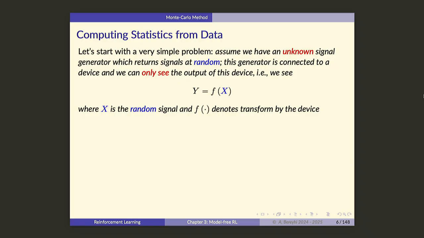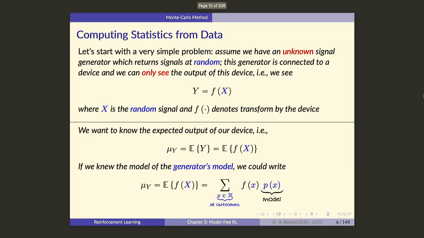So if the device is the simple function f, and x is what is coming out of the random signal generator, then this output y is random because x is random. What you want to know is the expected value of this device when a random signal goes into it. If you know the distribution of the signal generator, you need to compute this expectation. But in practice, you cannot do it because you don't know the distribution of that signal, and how the device works.